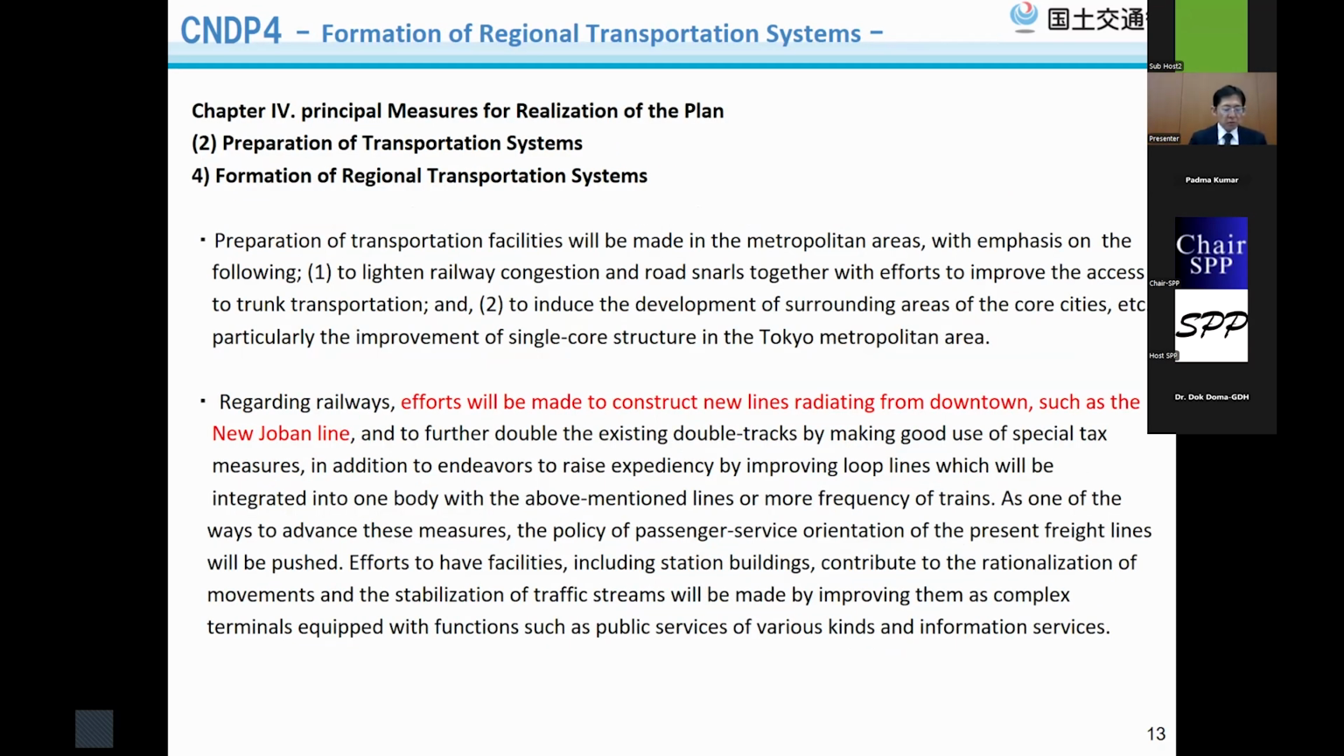And so in 1987, we had stable economic growth, and in order to mitigate the congestion of the train lines, efforts were made to construct new lines radiating from downtown, such as the new Joban line.